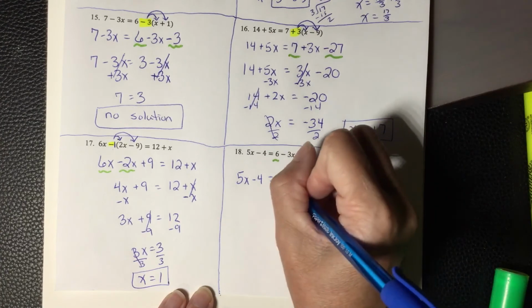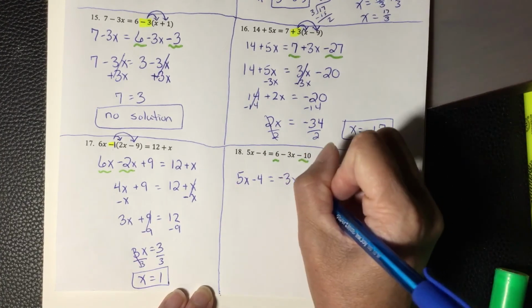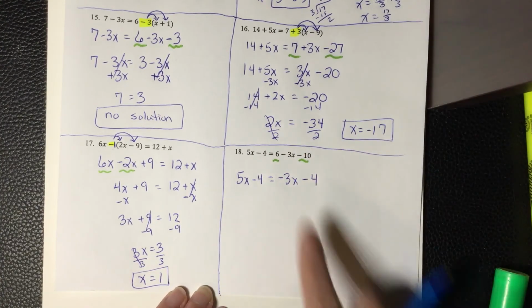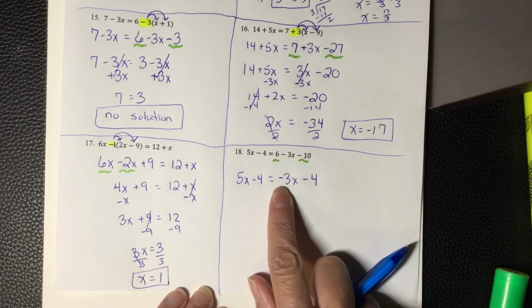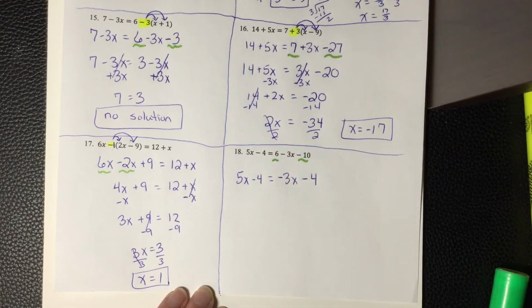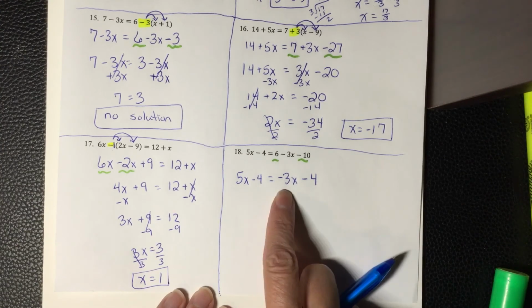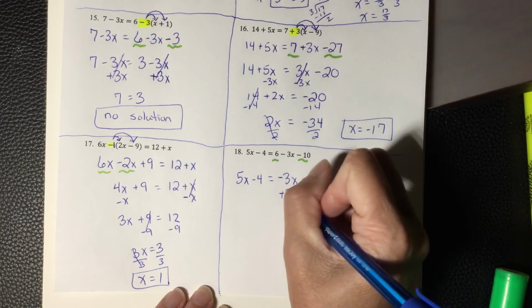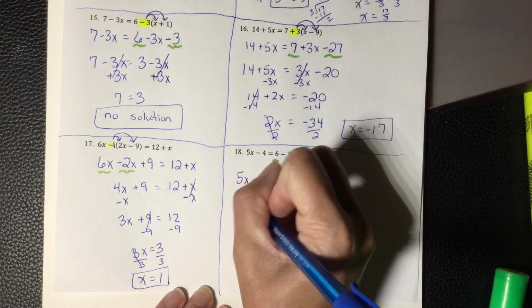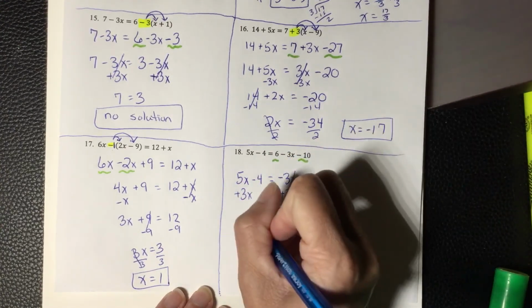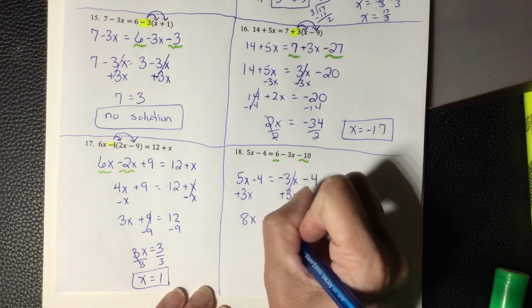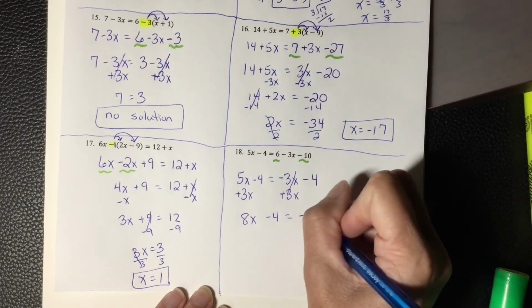Doesn't matter what order you put that in. I might bring the x down first. So notice I've got to bring down that minus. And then 6 minus 10 gives me the minus 4. All right, so now x is on one side, numbers on the other. I like to put my x's on the left, so I want to get rid of that minus 3x. So I'm going to add 3x. I get 8x minus 4 equals negative 4.